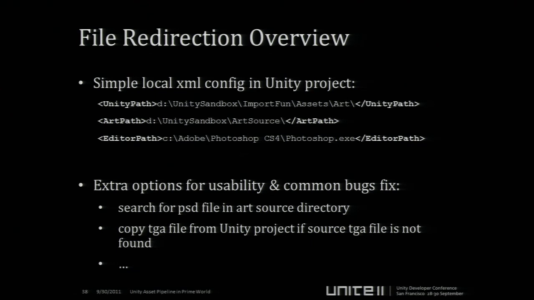Several words about file redirection. This is quite a simple console application. We have a really simple and straightforward local XML configuration file in the Unity project. And we need to specify three things. The very first thing is the Unity path, the path in the Unity project for the art assets. Then we have the same path for the art project, and we need to specify a path to the editor we want to be used to open the textures.